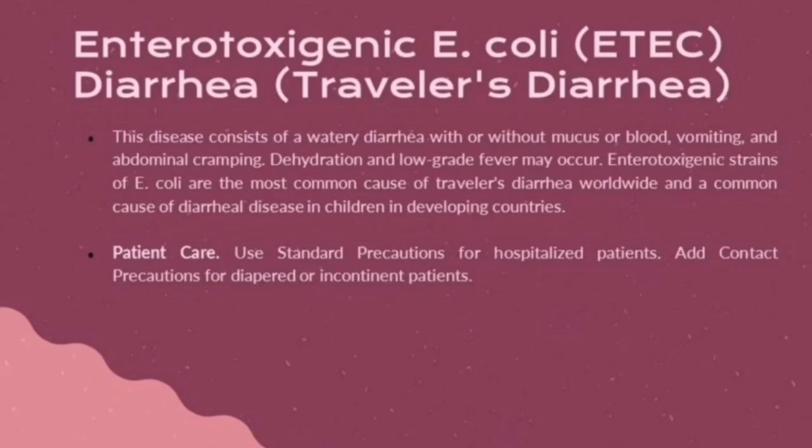Enterotoxigenic E. coli, or ETEC diarrhea, traveler's diarrhea. This disease consists of a watery diarrhea with or without mucus or blood. Vomiting and abdominal cramping, dehydration, and low-grade fever may occur. Enterotoxigenic strains of E. coli are the most common cause of traveler's diarrhea worldwide and a common cause of diarrheal disease in children in developing countries.